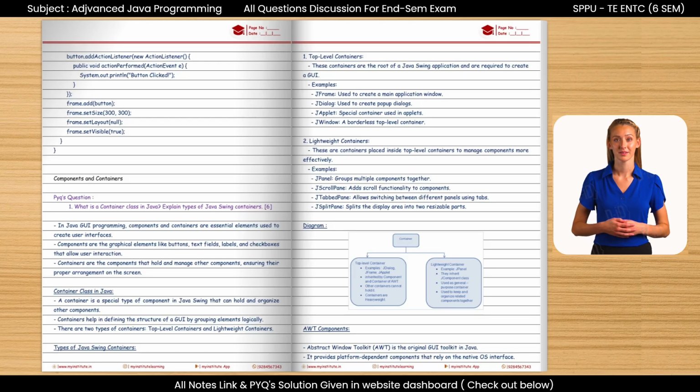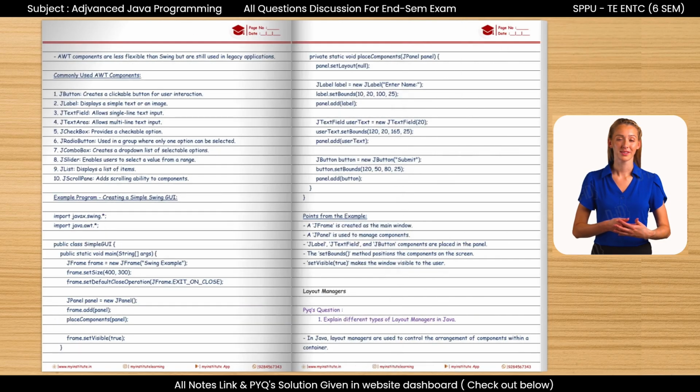There are two main types of containers in Java Swing, top-level containers and lightweight containers. Top-level containers are the main frames, like JFrame, JWindow, JDialog, and JApplet. These containers can exist independently and hold other components. On the other hand, lightweight containers are internal containers, such as JPanel, which are used inside top-level containers to organize components better.